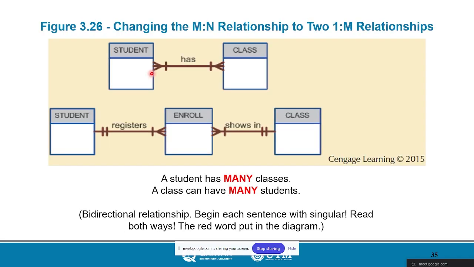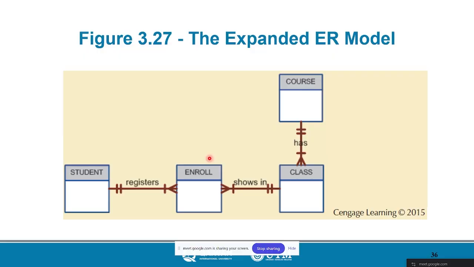Now let's say that this model that we have in here, we will expand it. Now we have the expansion as this. We say that one student can register in many enroll, and many enroll show in one class, because this is one, this is many, this is many, this is one.